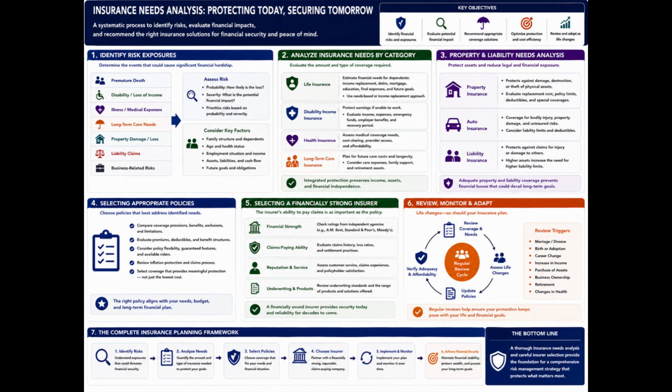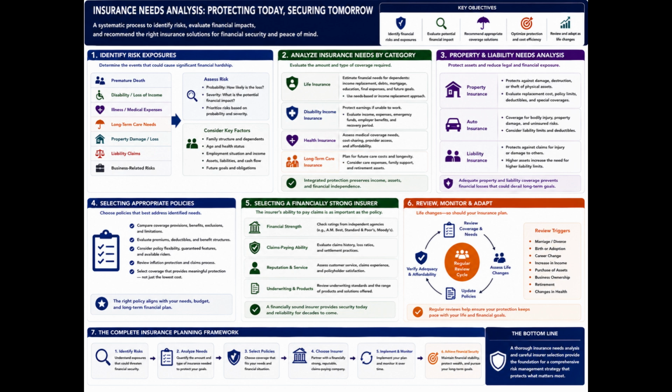Risk identification also considers family structure, age, health status, employment situation, income sources, and existing assets. Comprehensive identification of exposures provides the foundation for developing an effective insurance strategy.